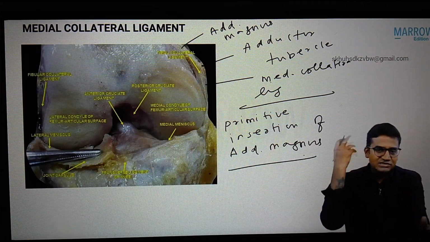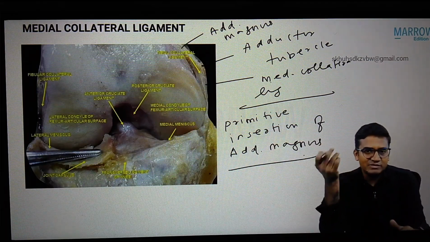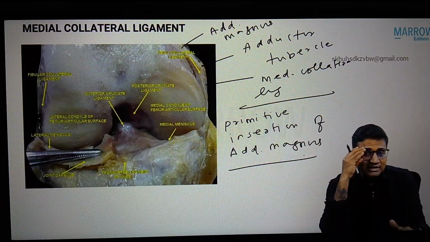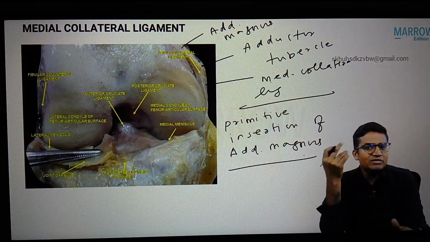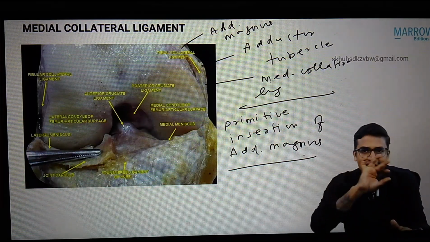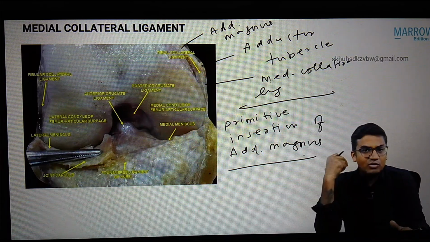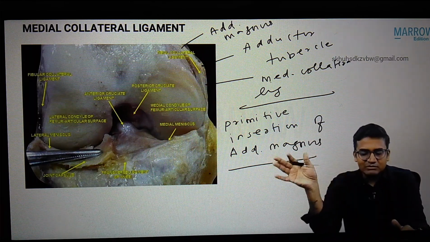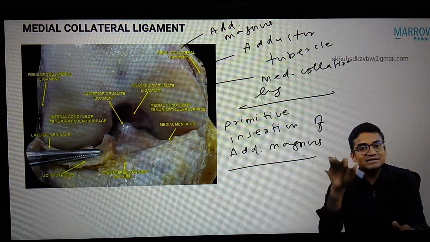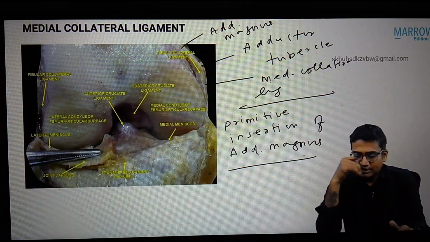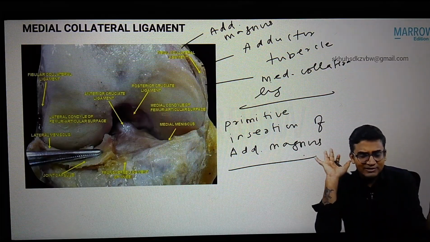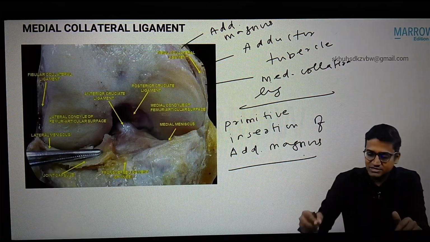Adductor magnus muscle initially attached to the tibia only. A thousand years back, fifteen hundred years back, the muscle attached to the tibia only. Because of evolution, the muscle went more proximally, leaving one ligament in the line of attachment. What ligament? Our medial collateral ligament. So, the medial collateral ligament is nothing but the primitive insertion of adductor magnus muscle. Okay, right. So, these are the hamstring muscles.